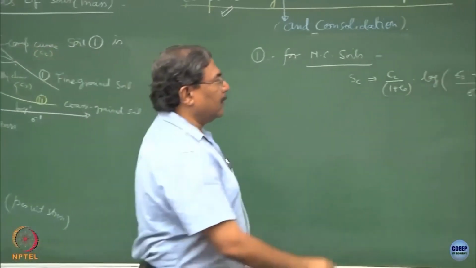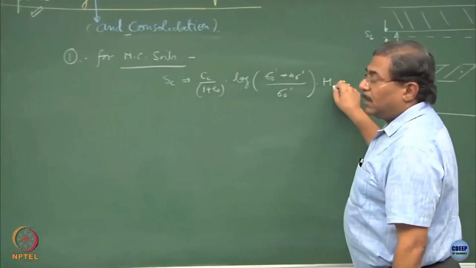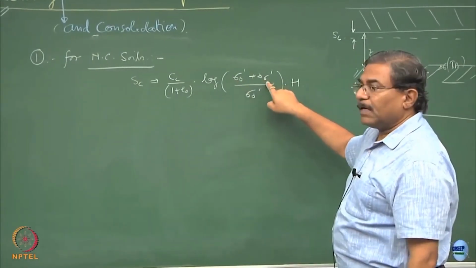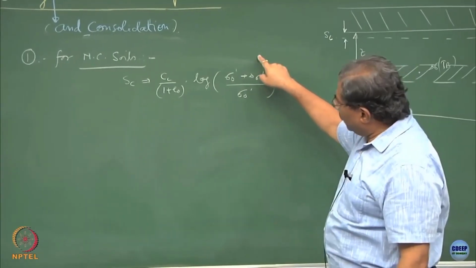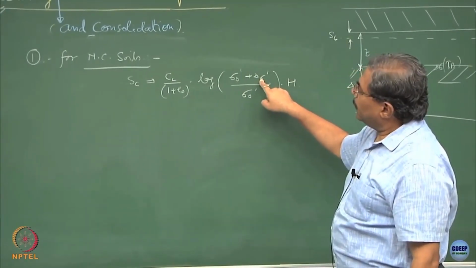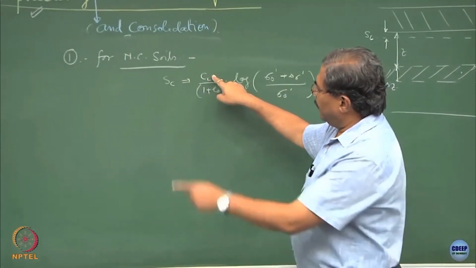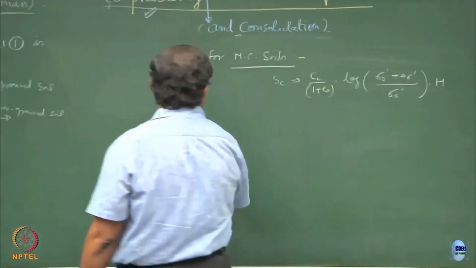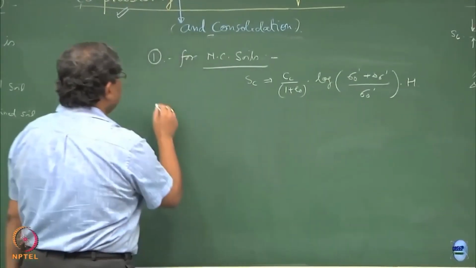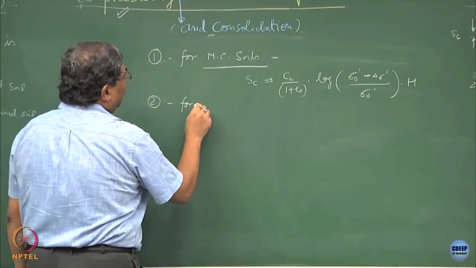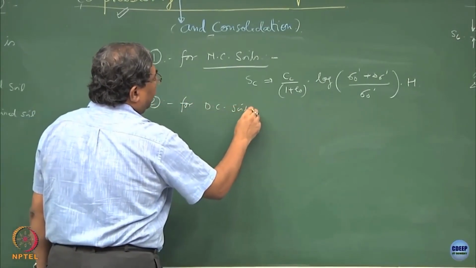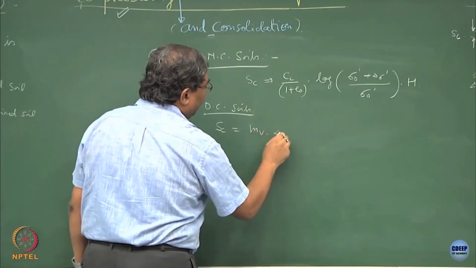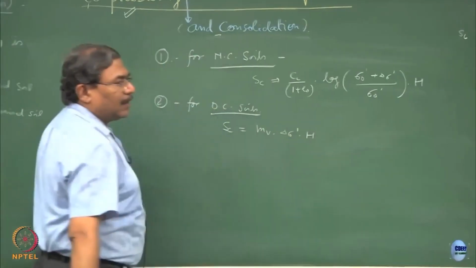H is the thickness of the clay layer, sigma naught prime is the initial pressure at the point O, delta sigma is the incremental pressure because of external loading which is causing settlement to occur, Cc is the compressibility index, e naught is the initial void ratio. Number 2 is your mv case. Here the consolidation settlement will be equal to mv delta sigma prime H.